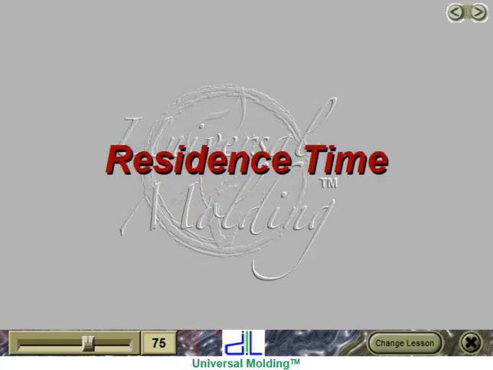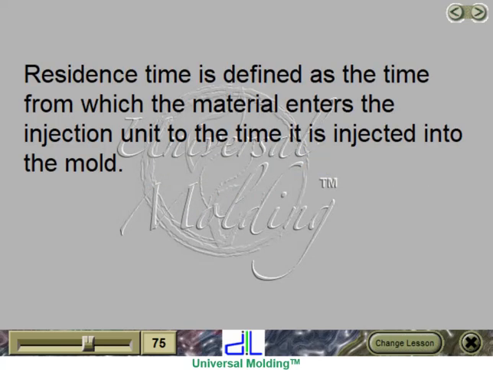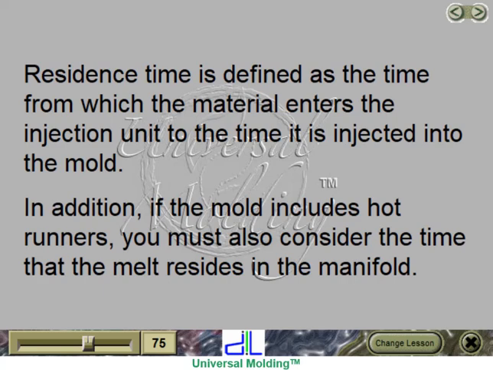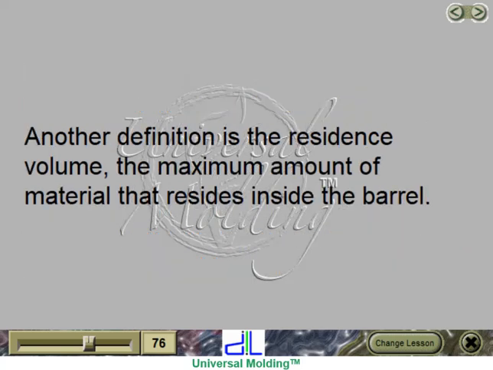Residence time. Residence time is defined as the time from which the material enters the injection unit to the time it is injected into the mold. In addition, if the mold includes hot runners, you must also consider the time that the melt resides in the manifold. Another definition is the residence volume, the maximum amount of material that resides inside the barrel.